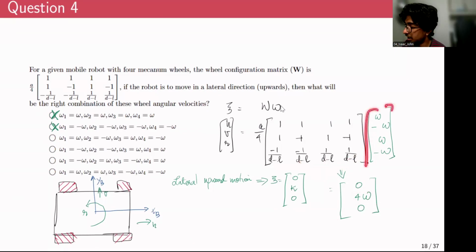So if you give this as the control vector to the wheels, you will only have a V component. So in that regard, the robot can only move in the lateral direction. It does not have any component along the longitudinal direction. It does not have any angular velocity component. So in that regard, we can easily say that our option C is the right option. You can try other options if you want to convince yourself, but option 3 in this regard is the correct answer.